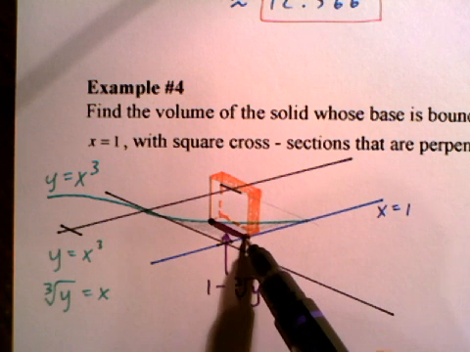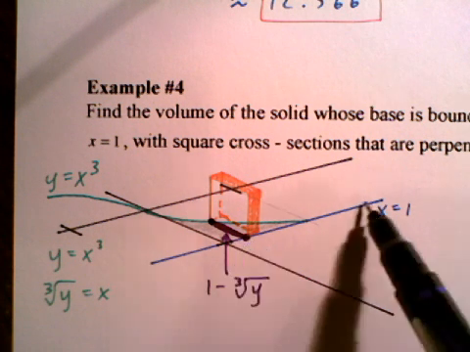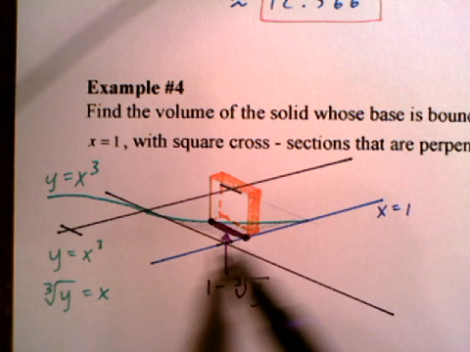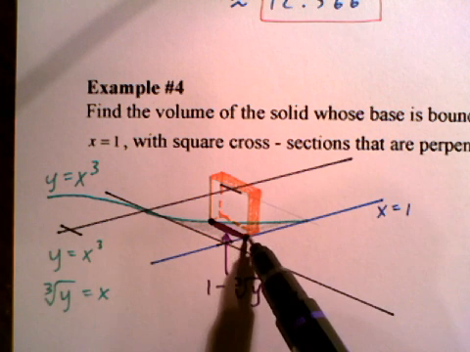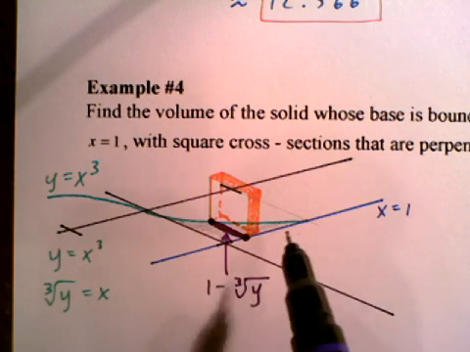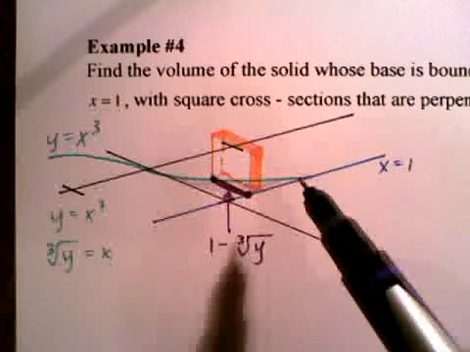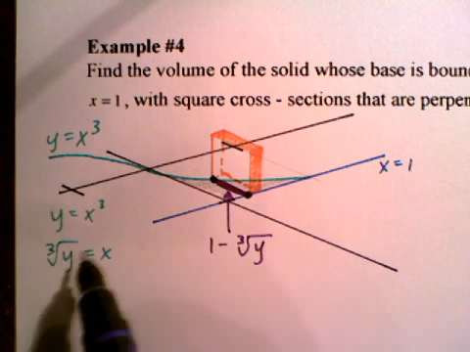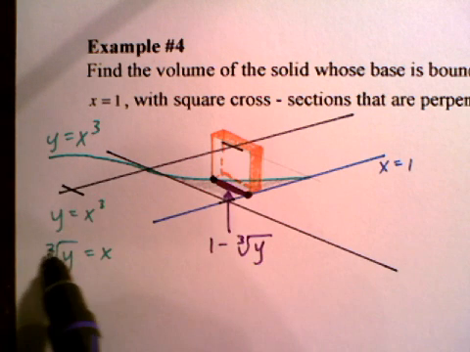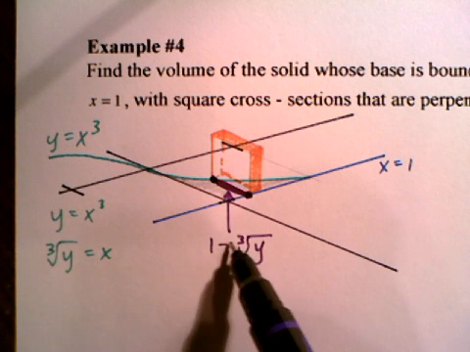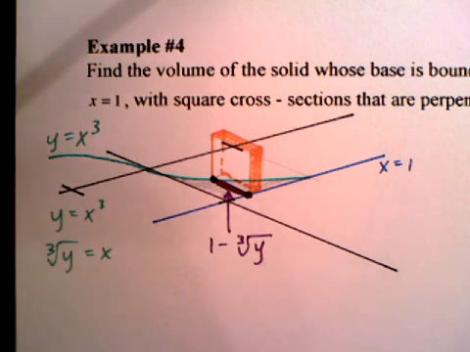So the right hand curve would be x equals 1, this vertical line, minus that curve right there, the green curve. But a common mistake, I want to make sure it's in terms of y. So this curve right here is, again, x equals cube root of y. And so the length of that base is 1 minus cube root of y. That's your bread and butter right there.